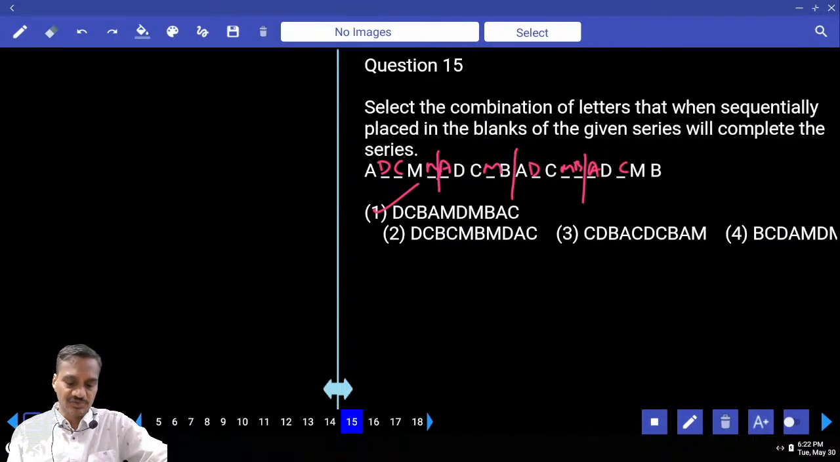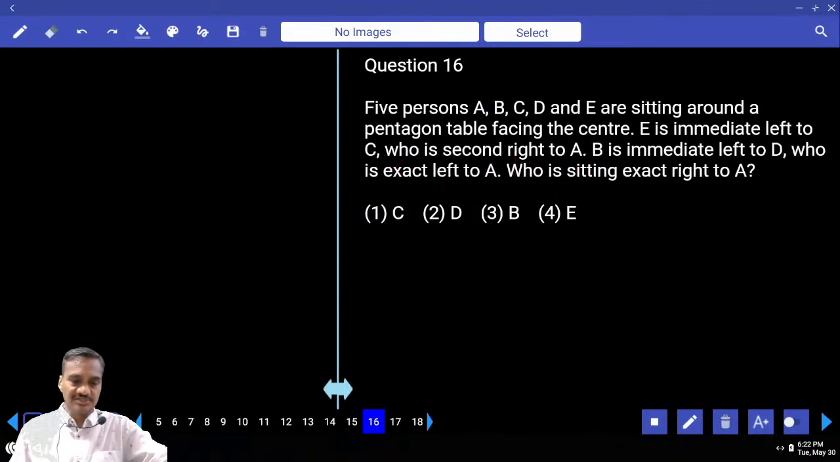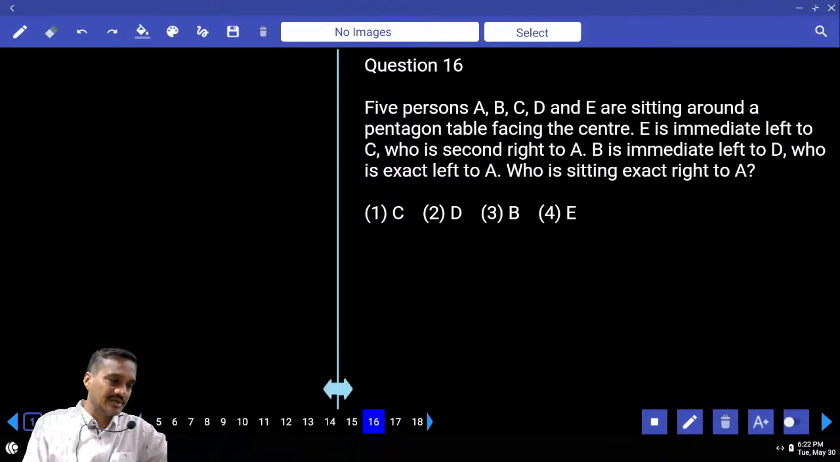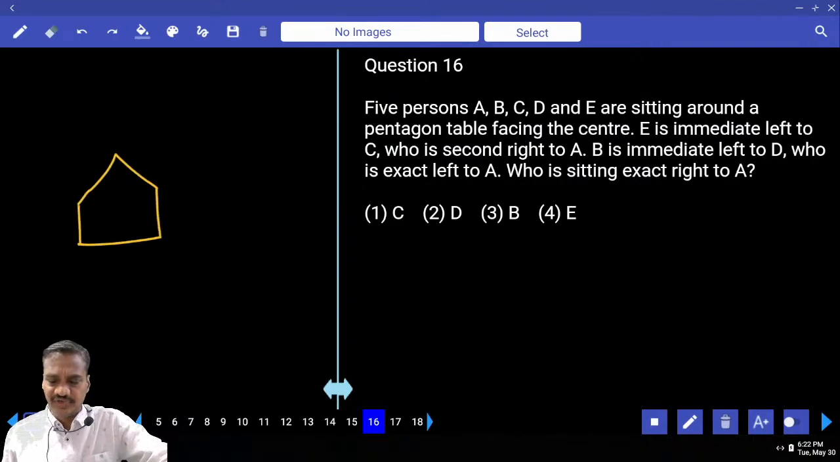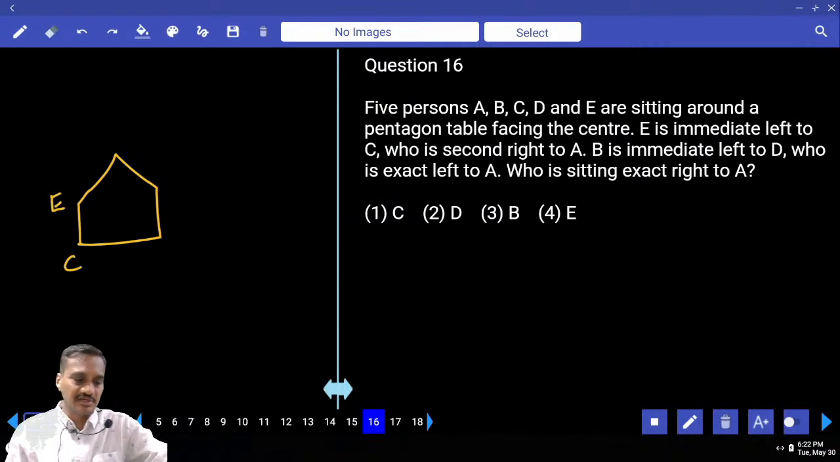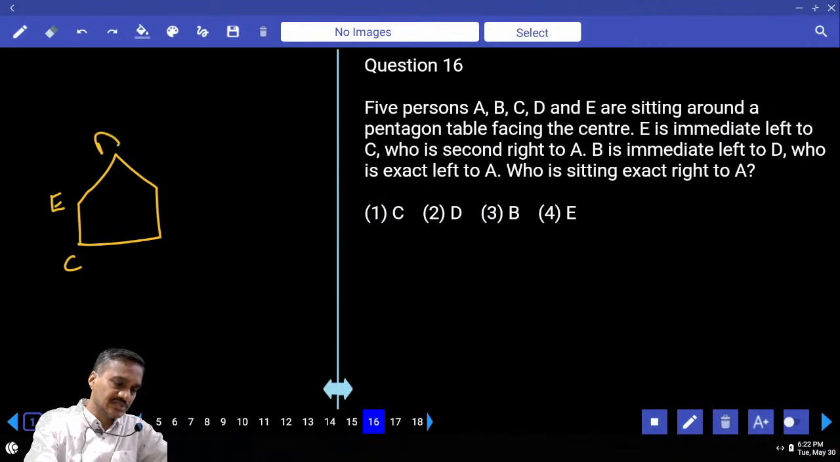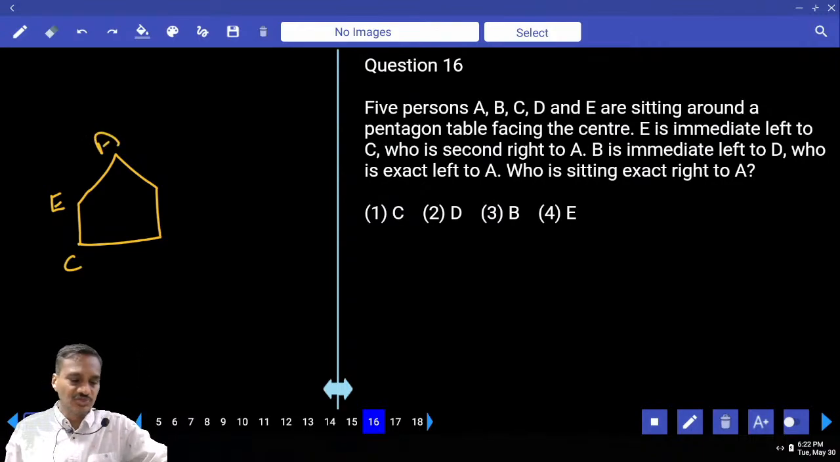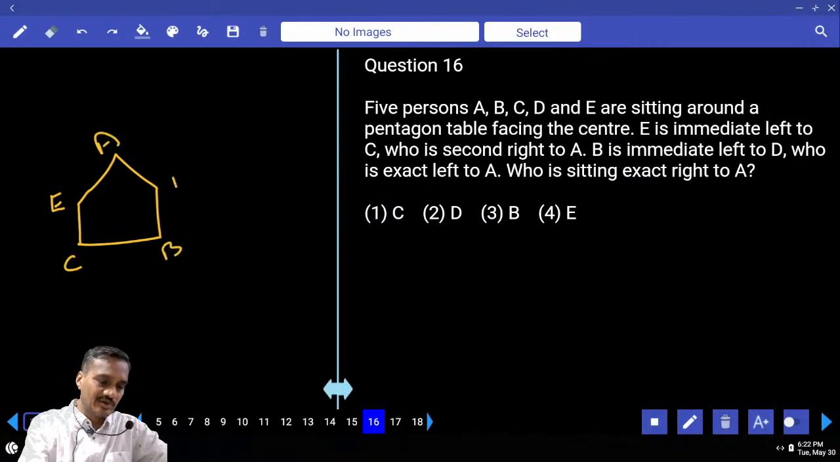Then next coming to question number 16. Now in this 16, 5 persons are seated around a pentagonal table, facing the center. E is to the immediate left of C. Now E is to the immediate left of C, C is here, and C is seated second to the right of A. B is to the immediate left of D.